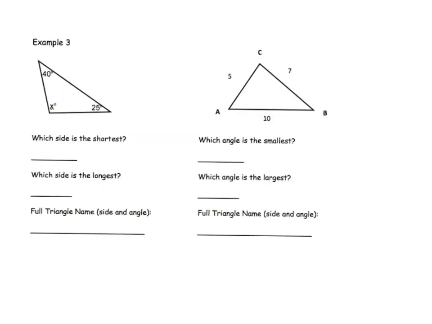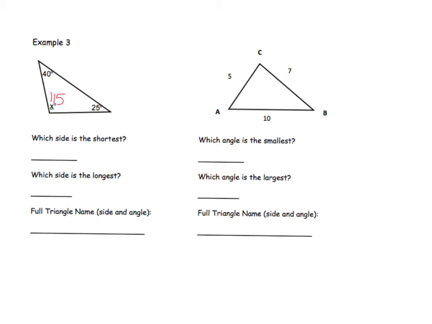Example 3. Which side is the shortest? Which side is the longest? Then give the full name. Now, what's going to help us here is if we figure out what this is. Now, remember the triangle sum theorem. The insides of the triangle add up to 180. So I'm going to do 180 minus 40 minus 25. That leaves us with this being 115 degrees.